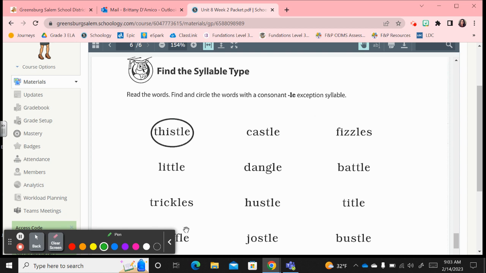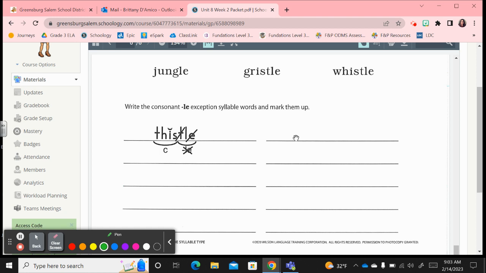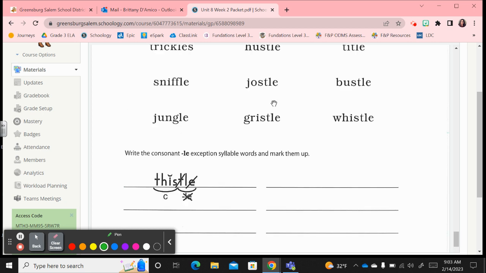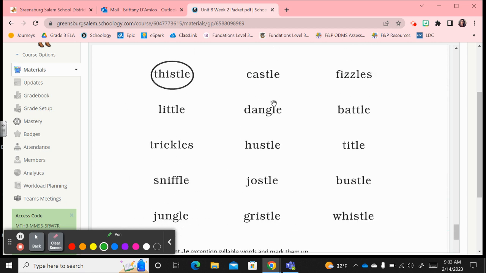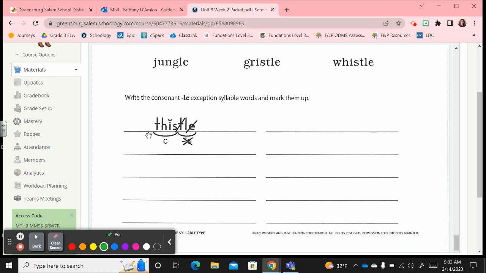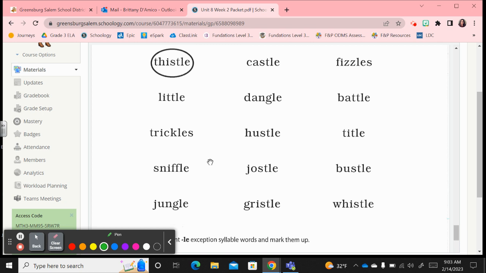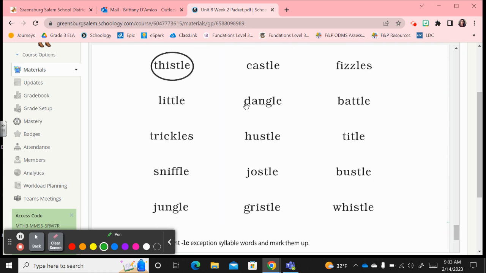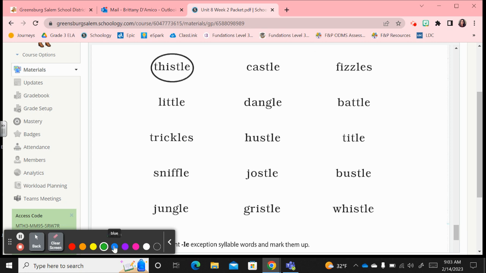So it says, read the words, find and circle the words with a consonant LE exception syllable. And then it says, write the consonant LE exception syllable words and mark them up. Well, I'm not going to rewrite every word, just like I normally don't. If we circle it, I will mark it up there. They did the word thistle for you. So that one is marked. Now we can move across that row and do one row at a time.